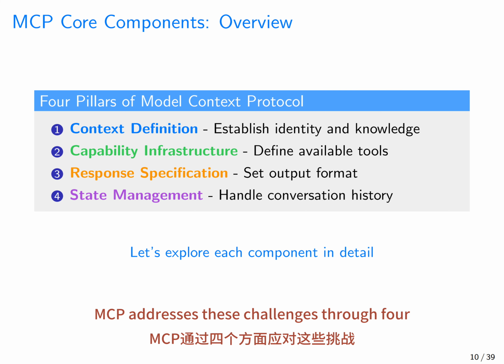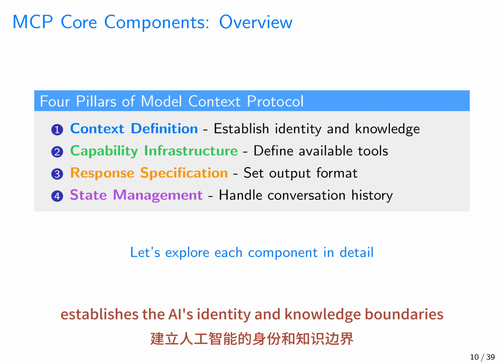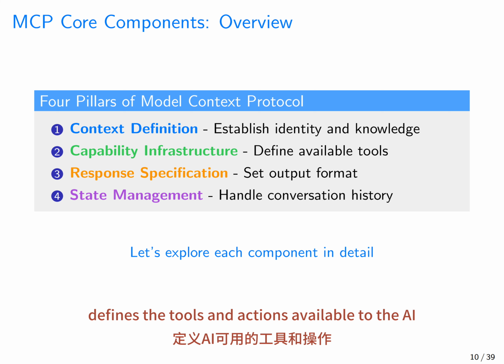MCP addresses these challenges through 4 essential pillars that work together seamlessly. First, context definition establishes the AI's identity and knowledge boundaries. Second, capability infrastructure defines the tools and actions available to the AI.